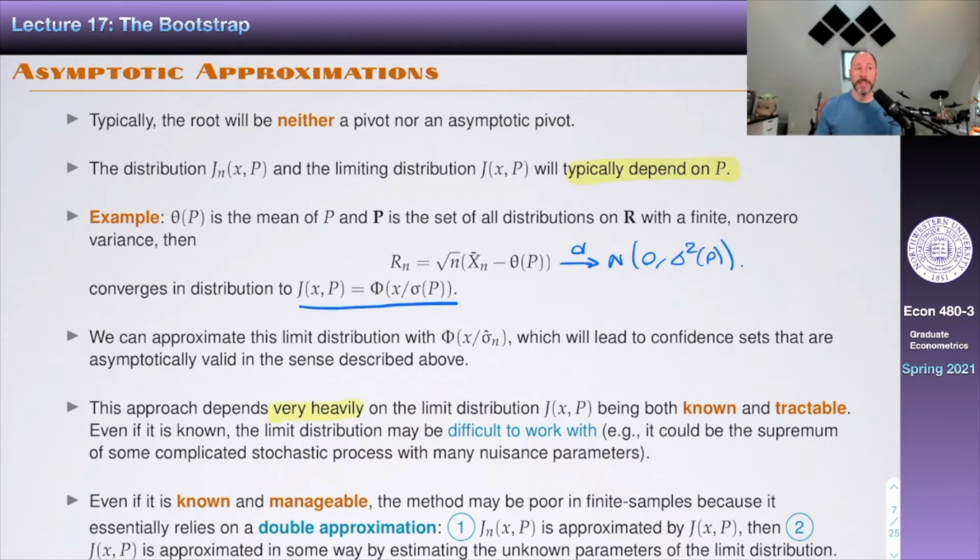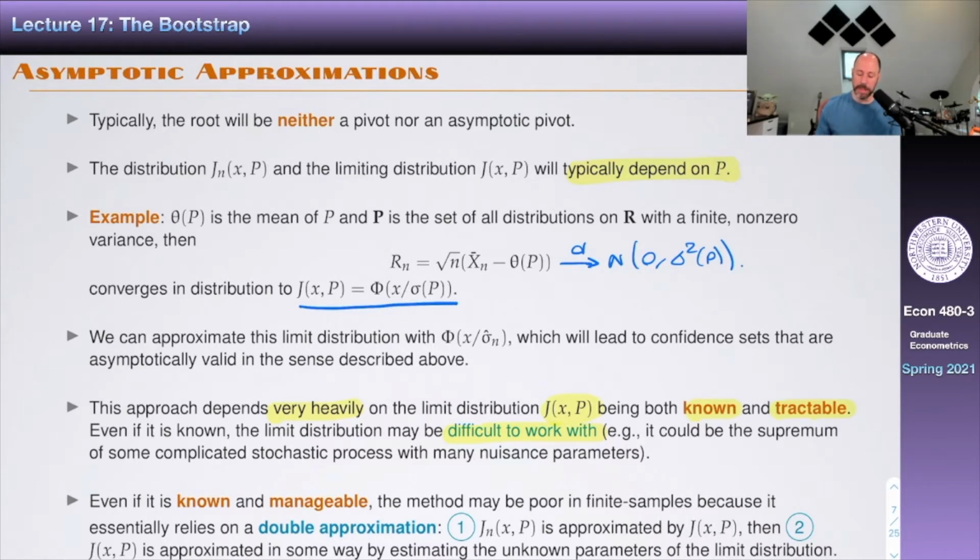This approach depends very heavily on the limiting distribution J(x, P) being both known, okay, we know how it looks, and tractable, something that we know how to manipulate. Because sometimes, even if it is known, the limiting distribution may be very difficult to work with. And this happens in a lot of models and frameworks that lead to more complicated things. As I wrote here, for example, it could be the supremum of some complicated stochastic process with some nuisance parameters and so on. And even if it is known and manageable, the method may be poor in finite samples because it essentially relies on a double approximation.